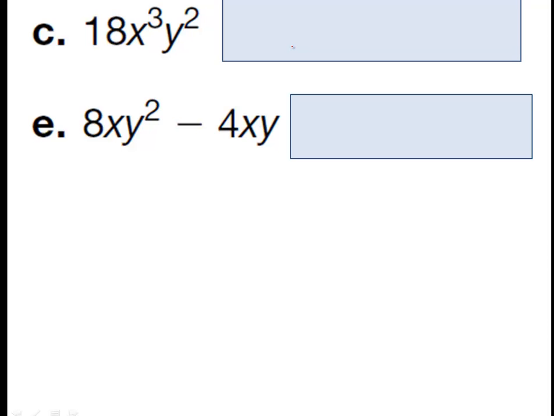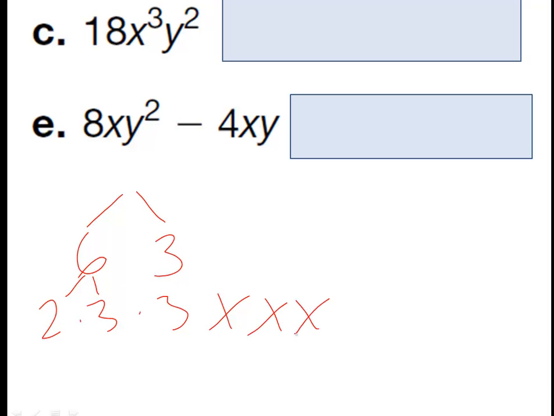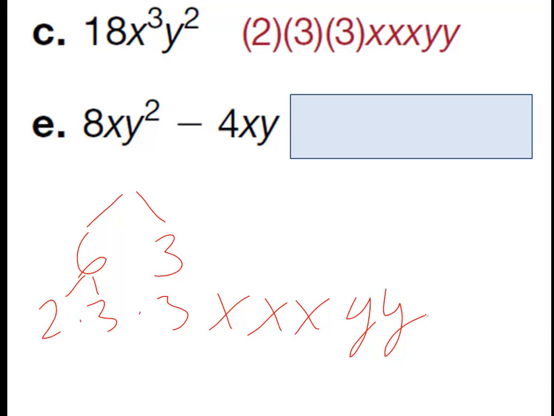All right, so on C, you've got 18, and we factor that out. We've got a 3, and we have a 6. So we have a 2, a 3, and a 3. And then we have x, x, x, and then we have a y and a y. You should have gotten that for C. That's pretty easy. I think you knew how to do that one.